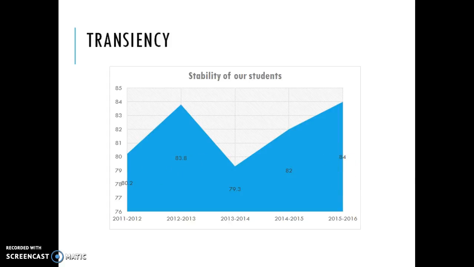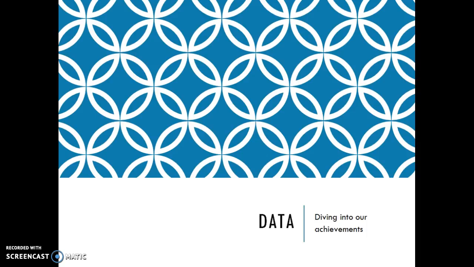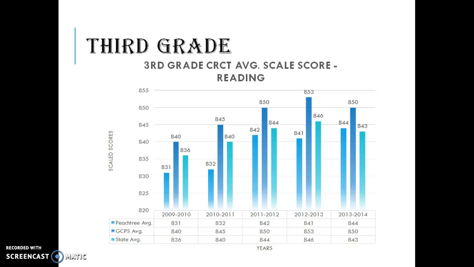So now that we understand our demographics and who our children are, we're going to start looking into the data and diving into their achievements. Here is third grade CRCT for reading. Although third grade didn't meet the county or the state's numbers for reading, they are making steady gains. And in the last year, third grade did beat the state's average by a point.